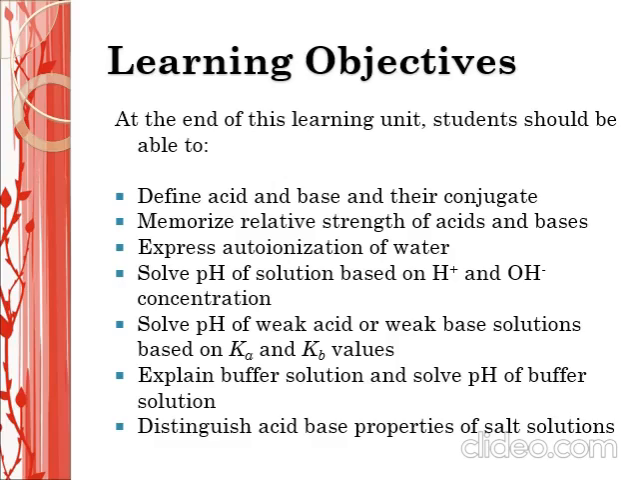The third one is to express auto-ionization of water. What does that mean, and how do you express it? The expression. The fourth one is solving pH of a solution based on the concentration of proton H plus and also hydroxy OH minus concentration. Next is solving pH of weak acid or weak base solution. And solving this you need the constant values, which are Ka or Kb, depending on whether it's acid or base.